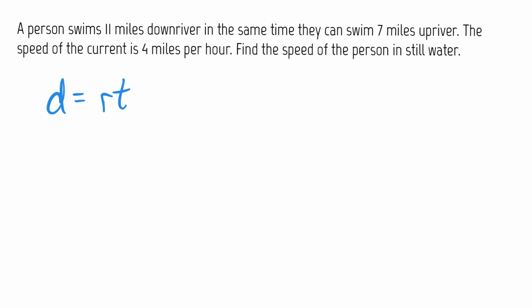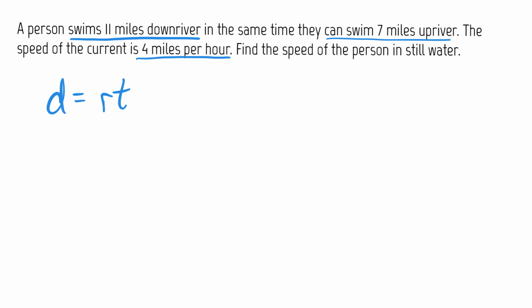So what we have here is a comparison of this, but we have to make sure that we are set to what they want to solve for. It says a person swims 11 miles down river. In the same time, they can swim 7 miles upriver. So right there, we're talking about their distance, right? The speed of the current is 4 miles per hour. So what we're looking for here is trying to find the rate of either of these two.